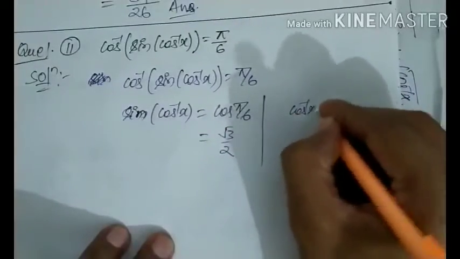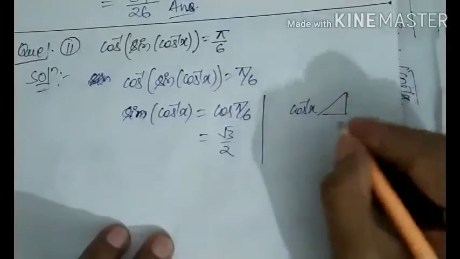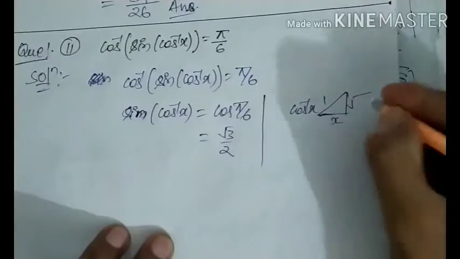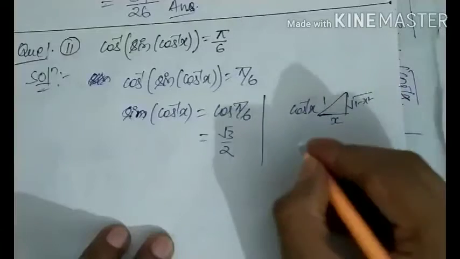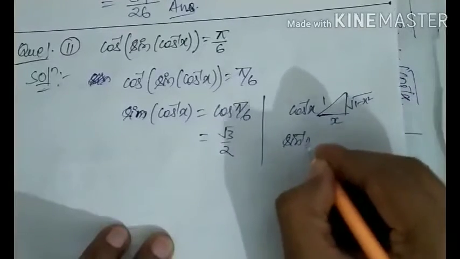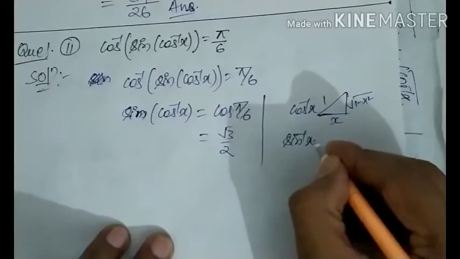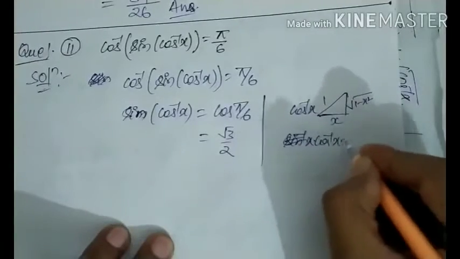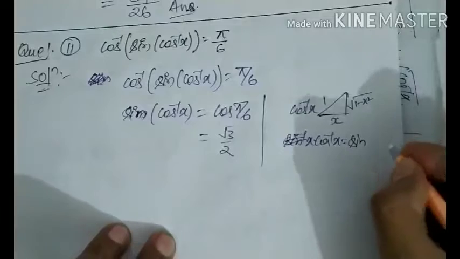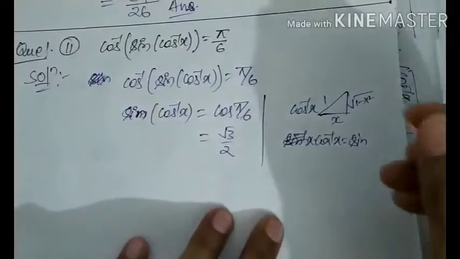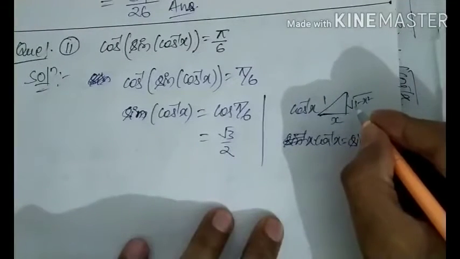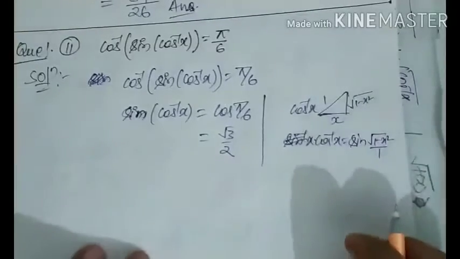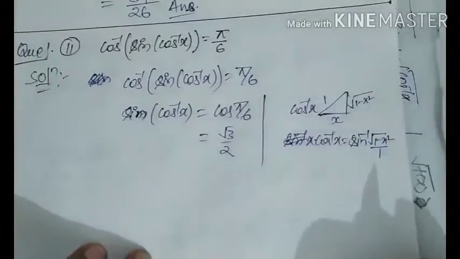This is cos inverse x. Going to make a triangle. Then this is x and this is 1. Then the perpendicular will be under root 1 minus x square. Then cos inverse x is equal to sine inverse under root 1 minus x square upon 1. Okay, sine inverse under root 1 minus x square upon 1.